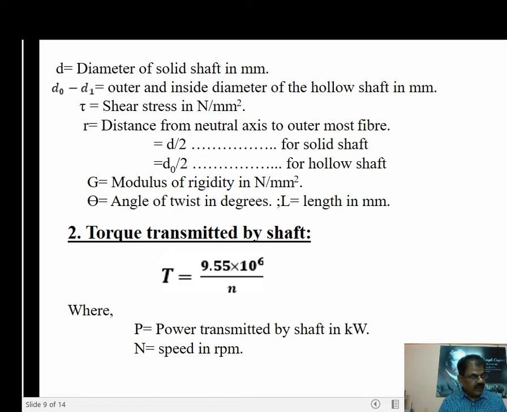Next, coming to the torque. How do we find out the torque transmitted by the shaft? T is equal to 9.55 into 10 to the power 6 times P divided by N. So this is the torque transmitted by the shaft, where P is the power transmitted by the shaft in kilowatts, and N is the speed in RPM.